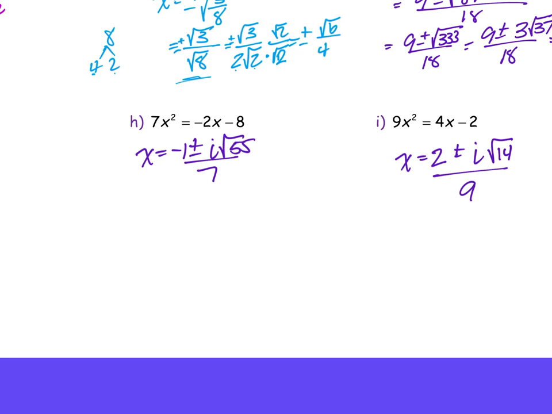I hate starting out with polynomials. So fun starting out with polynomials.